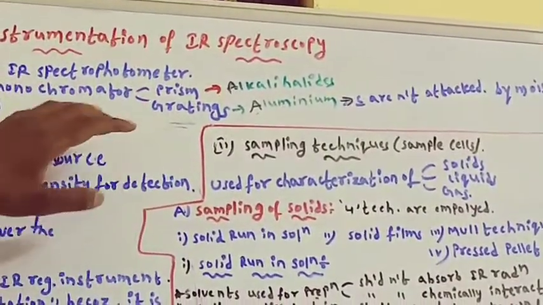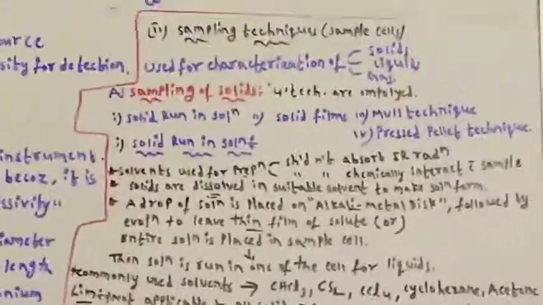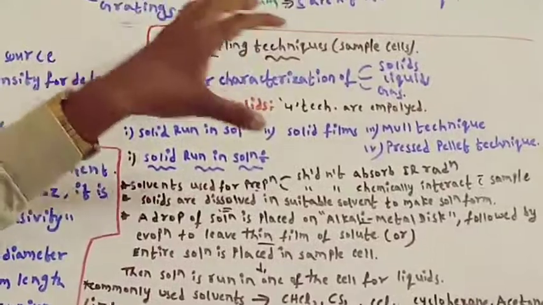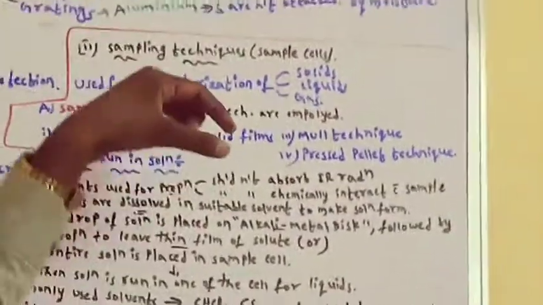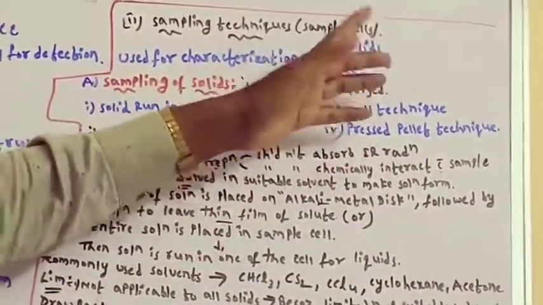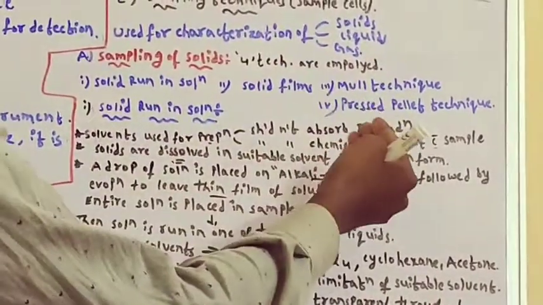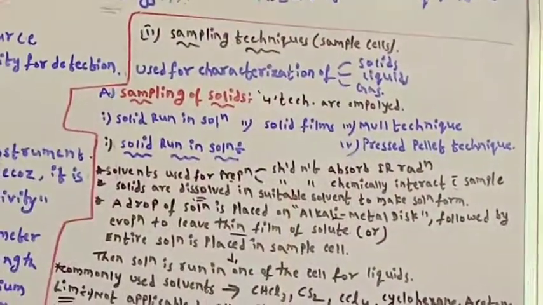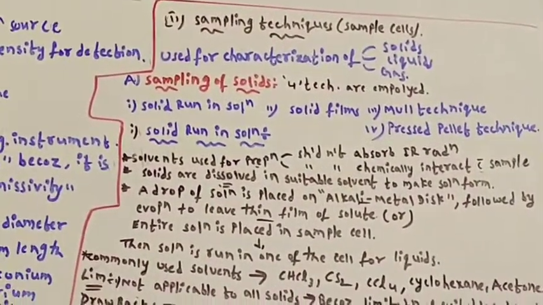Then the third one is sampling techniques, or sample cells, which are used in IR spectroscopy or the IR spectrophotometer. This part is very important. Generally IR spectroscopy is useful for the analysis of solids, liquids and gases. We can analyze a solid sample, a liquid sample and also a gas sample. All types of sample can be analyzed by IR spectroscopy.